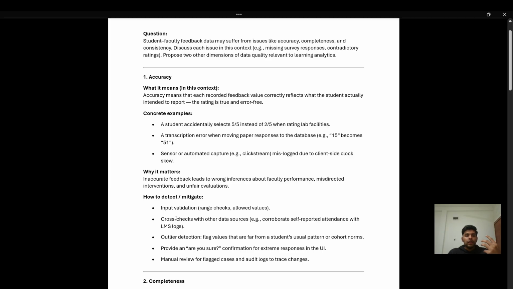How to detect it? Input validation. We can use range checks and allowed values. Cross checks with other data sources, like corroborating self-reported attendance with LMS logs. Outlier detection: flag values that are far from the student's usual pattern or class norms. Provide an "are you sure" confirmation for extreme responses in the UI. Manual review for flagged cases and audit logs to trace the changes.